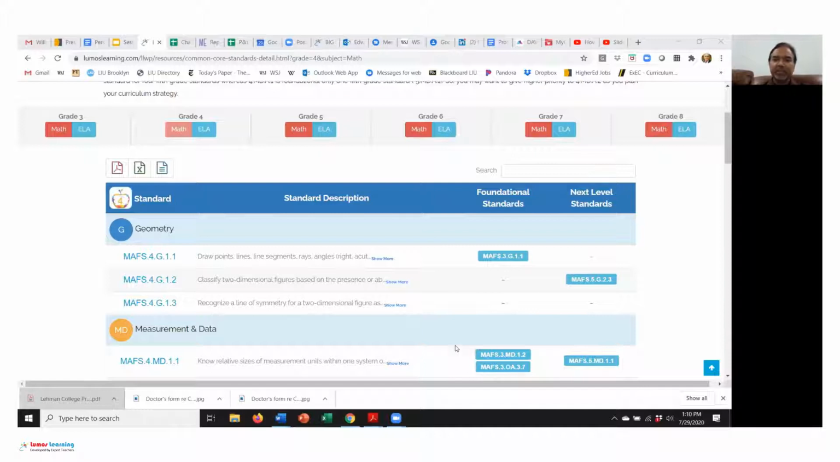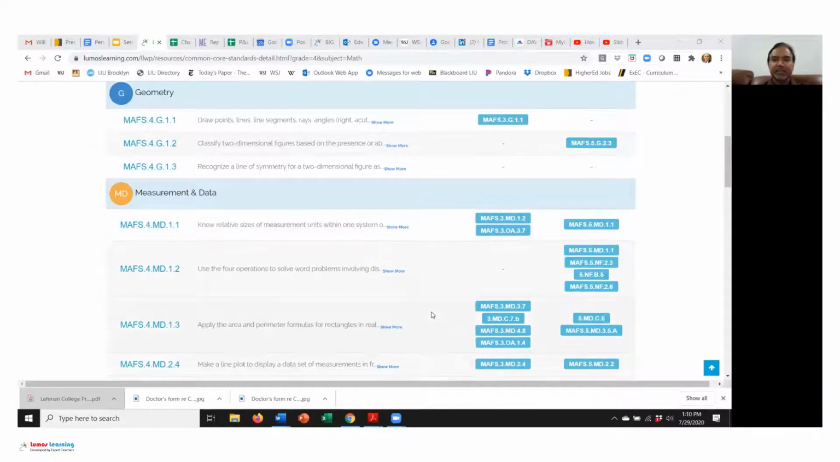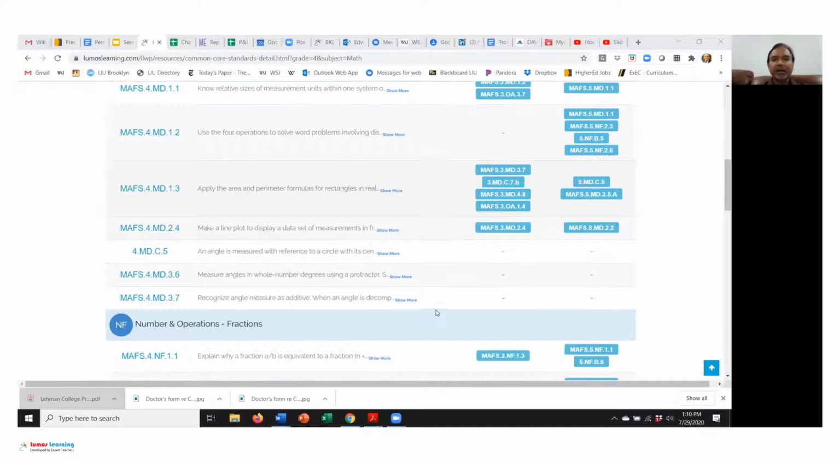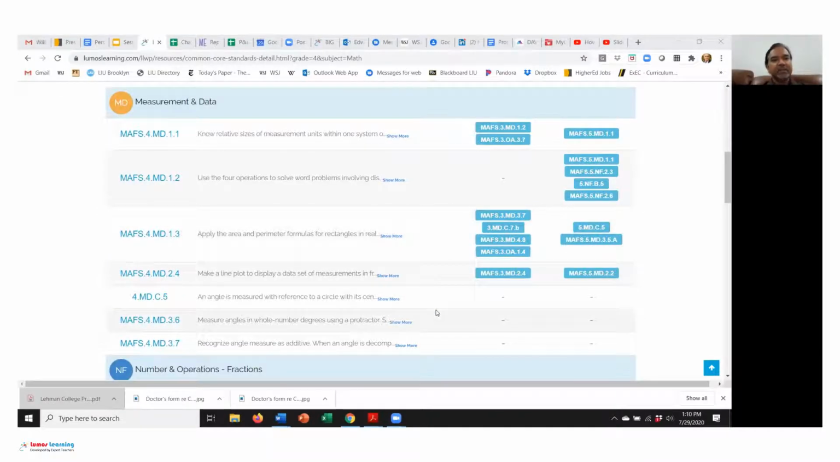So if you could scroll down a little bit, as you can see here, let's stay on this for a second. I can quickly tell that MAFS.4.MD.1.1 has 2 foundational standards and 1 dependent standard, right? So now if you look at, for example, the one below that, which is MD.1.2, it tells me that that's a very important standard, because that is going to be foundational to a number of things that the students would learn when they graduate to 5th grade.